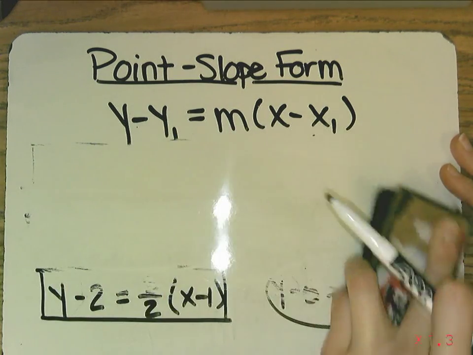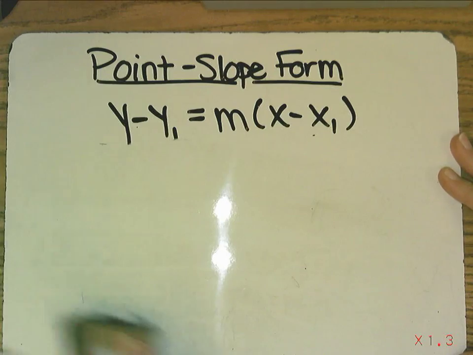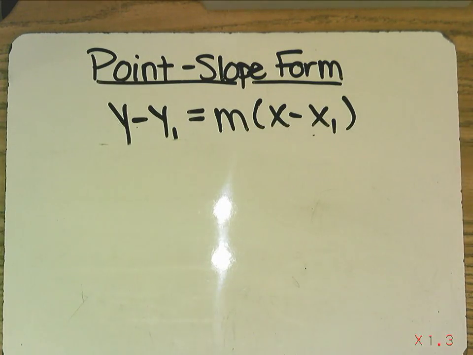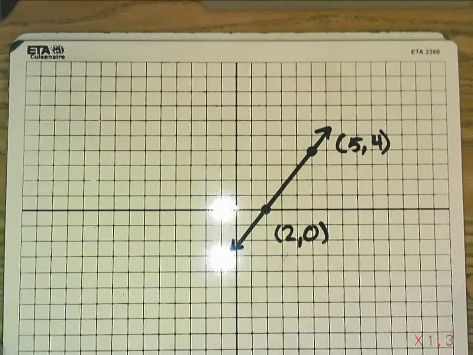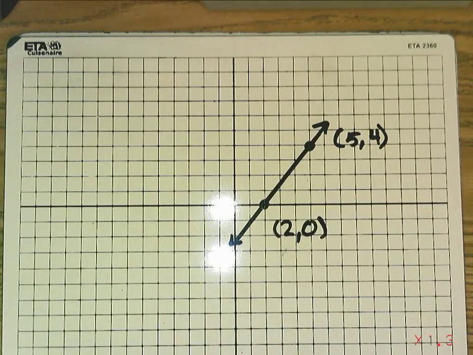Let's say you were given a graph and you needed to write the equation of this line in point-slope form. This is very similar to the last problem we did where we were given 2 points and we were not given a slope. Our first step is still to find the slope. Then we're going to select one of the 2 points and plug that information into our point-slope form.